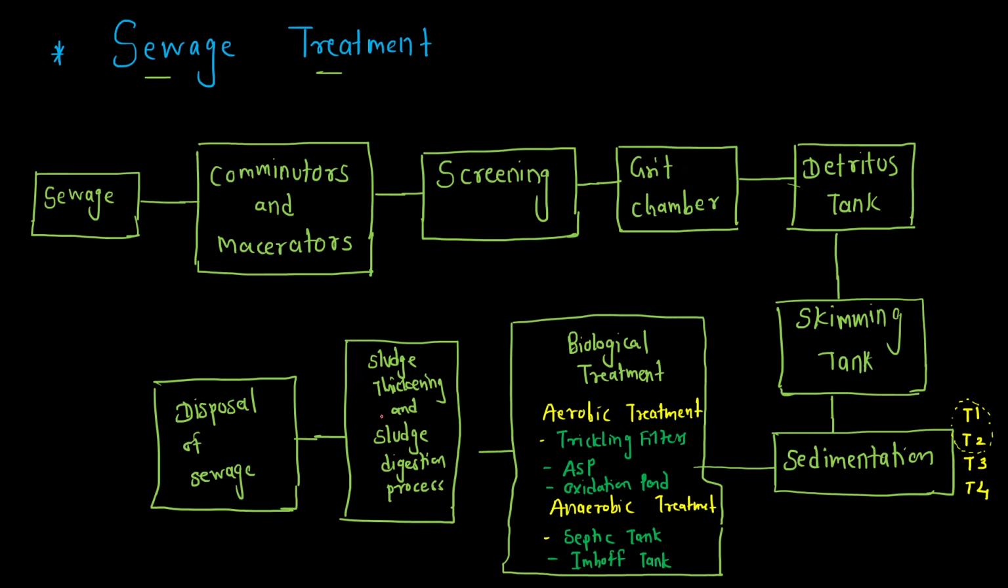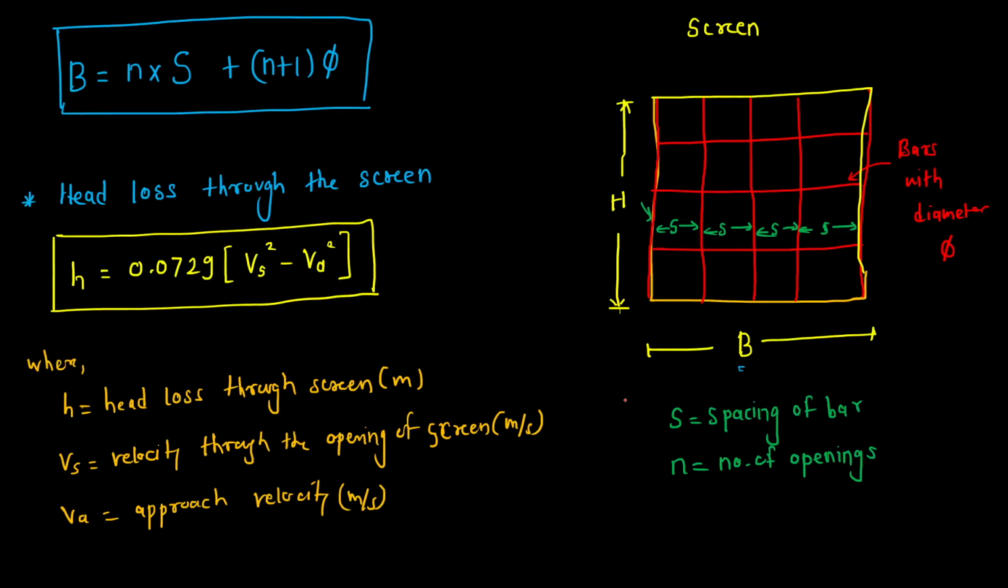So up to now we have completed the various characteristics of sewage, design of sewers, and then we have started now with the sewage treatment. In the sewage treatment we have completed comminutors and macerators, screening and grit chamber. Now in this video we will be seeing the detritus tank and the skimming tank. So let's start with the detritus tank.